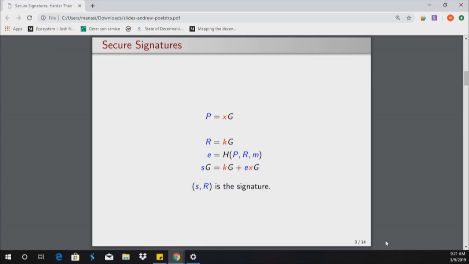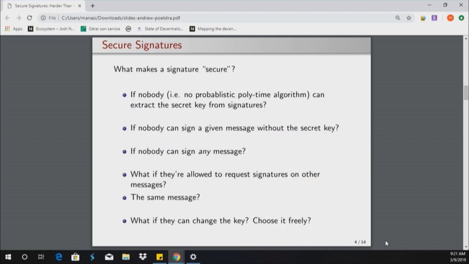By the way, this is the verification equation. That's the signing equation, and this is verification. The difference is just this, and that goes into some algebraic simplicity arguments that I want to talk about, but I don't have time. So, what does it mean for a signature to be secure?